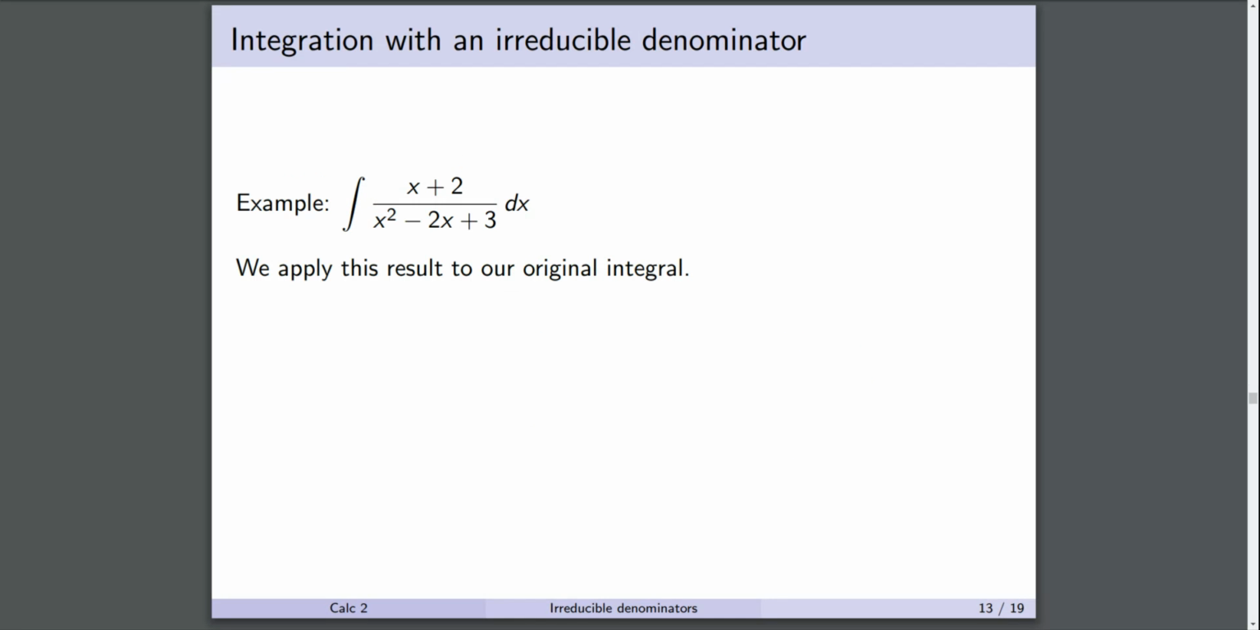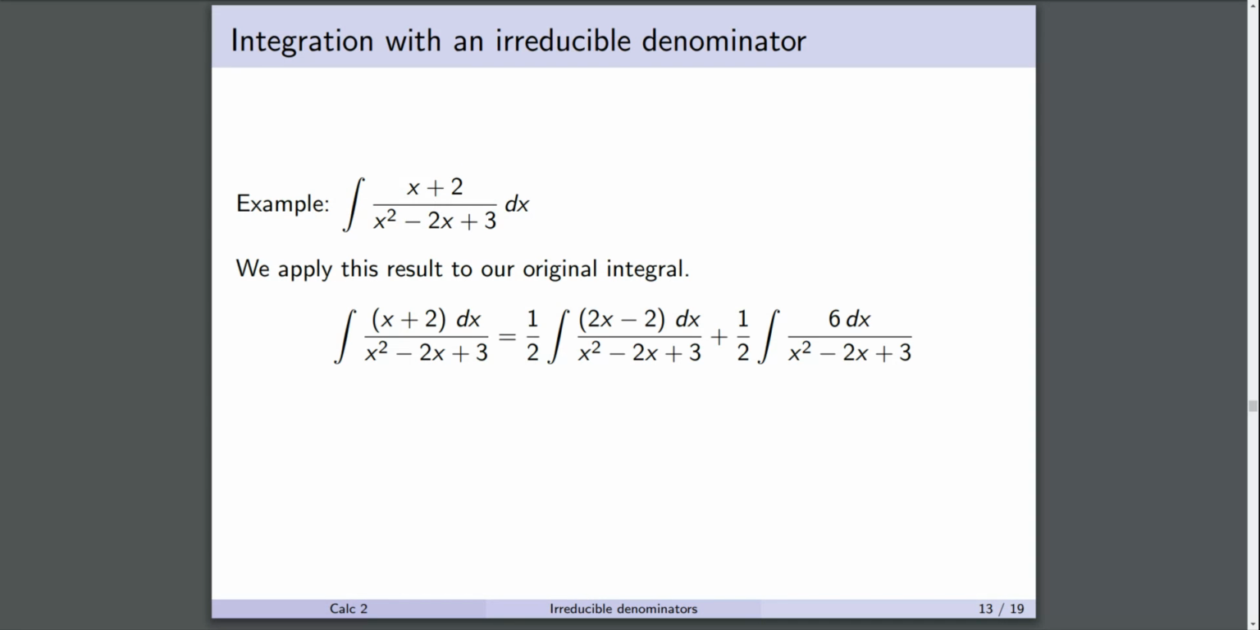Now I'm going to go back to my original integral. And we're going to use the work that we just did to split this integral up into 2 pieces. Each of these 2 pieces is something that we've done in our class before, so let's take a look at the integrals on the right-hand side separately.